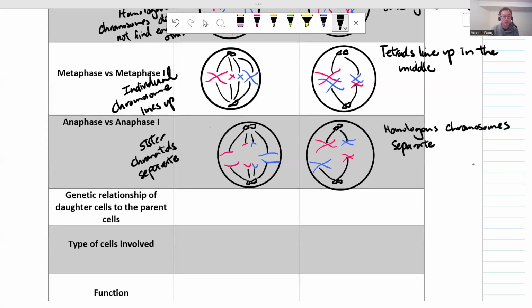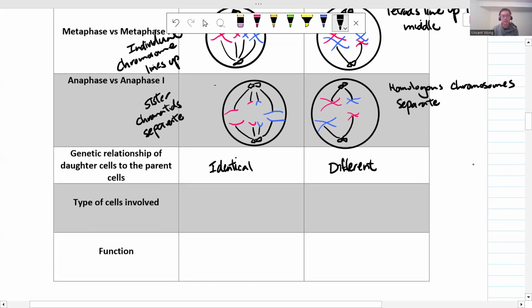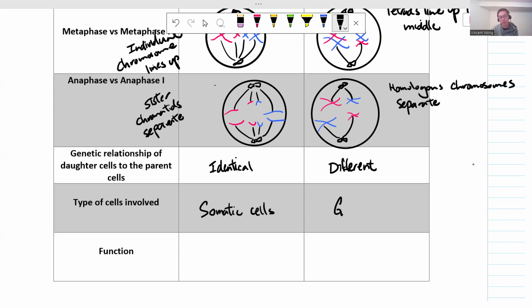Okay, genetic relationship between the daughter cells and the parent cell, identical. But for meiosis, it's different. What kind of cells undergo mitosis? Somatic cells, bodily cells. And then here is germ cell, right? The ones in the gonads, that's going to become the sperm and the egg.